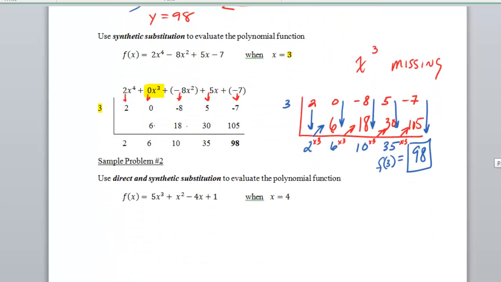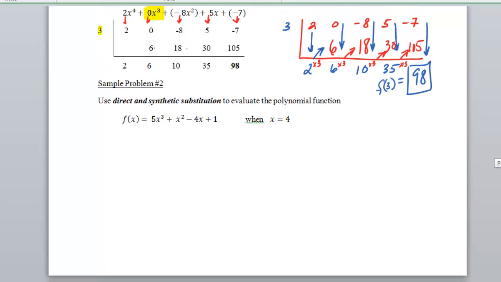So let's go ahead and you take some time to work sample problem number 2. Use direct and synthetic substitution. Okay, so I'll start with direct substitution, and so we're going to evaluate this function at x equals 4. So I'm going to say f of 4 equals 5 times 4 to the 3rd power plus 4 squared.